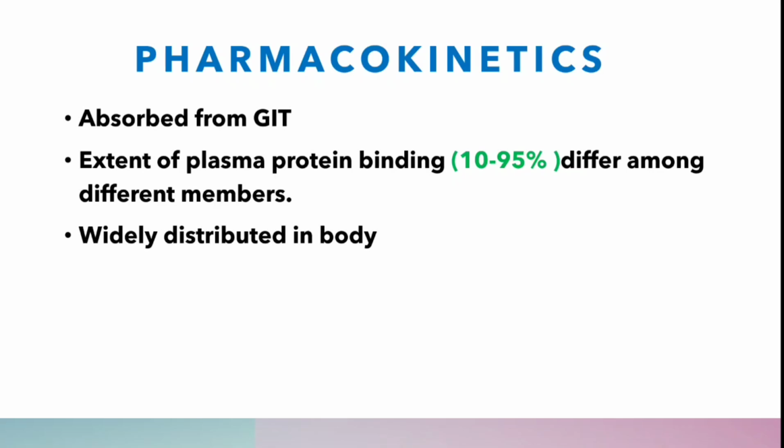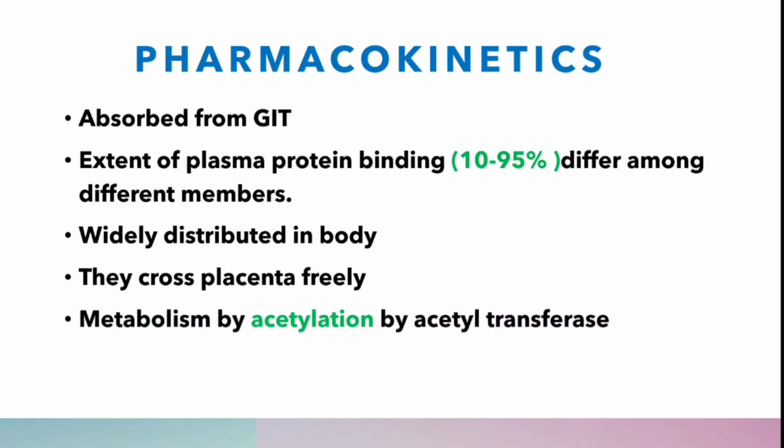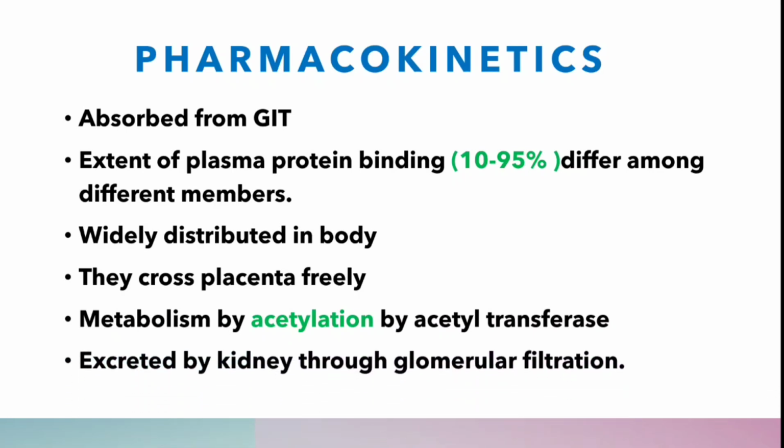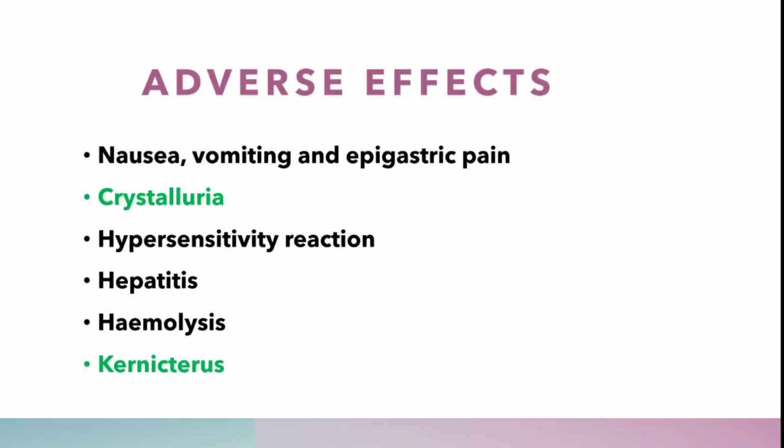Next, distribution. It is widely distributed in the body and can cross the placenta freely. When we talk about its metabolism, it is metabolized by acetylation by the enzyme acetyltransferase. After metabolism, it has to be excreted. Excretion from our body is by the kidney by means of glomerular filtration. Next, the adverse effects.